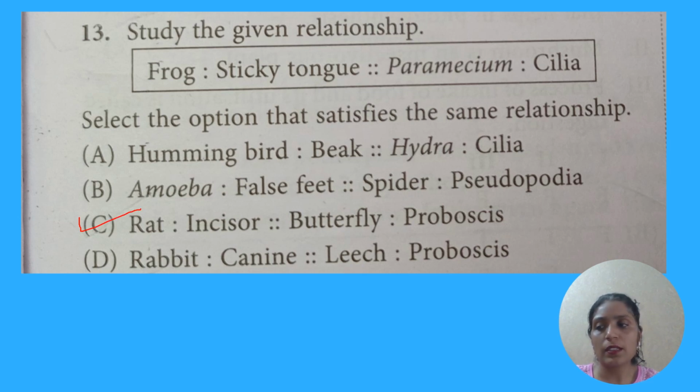Option D says rabbit, canine; leech, proboscis. So definitely leech doesn't use a proboscis. Leech feeds on blood by sucking, so definitely they take the blood directly with the mouth, not using a proboscis.